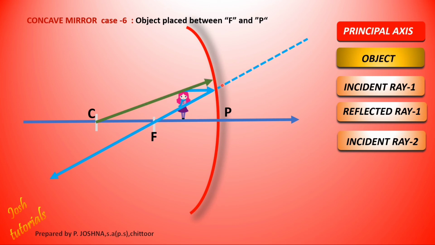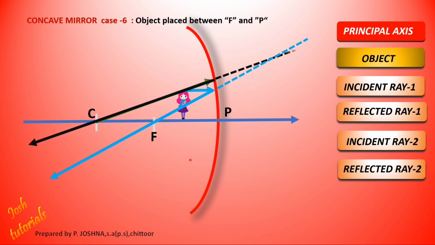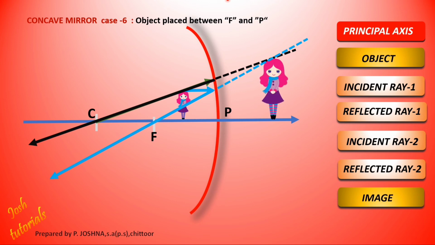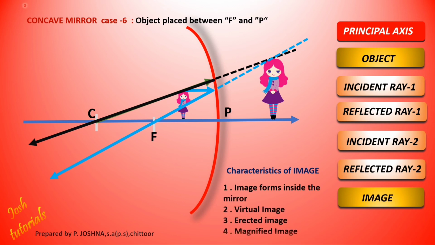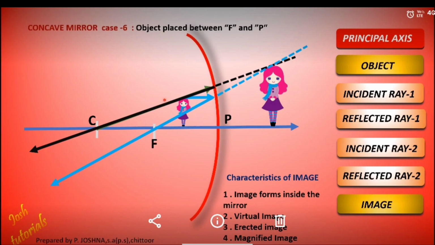The ray gets reflected back, and we can see an image forming inside the mirror. If we look through the mirror, we can see a magnified image. It is a virtual image which can be seen inside the mirror. It is an erect and magnified image. The image forms inside the mirror, virtual. We can see it with our eyes, and it is erect and magnified.